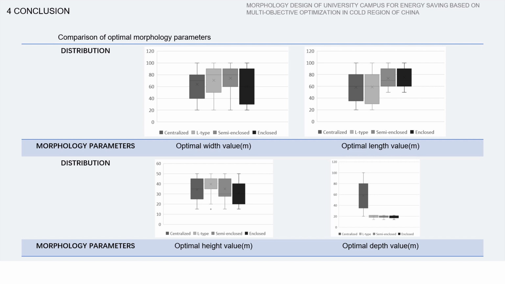For the building height, the distribution of 4 types was relatively similar, among which the enclosed type is more flexible for the building height of less than 40 meters. In terms of the depth scale, the centralized layout varied widely, and the depth scale of the other 3 types were mainly concentrated between 17 to 22 meters.